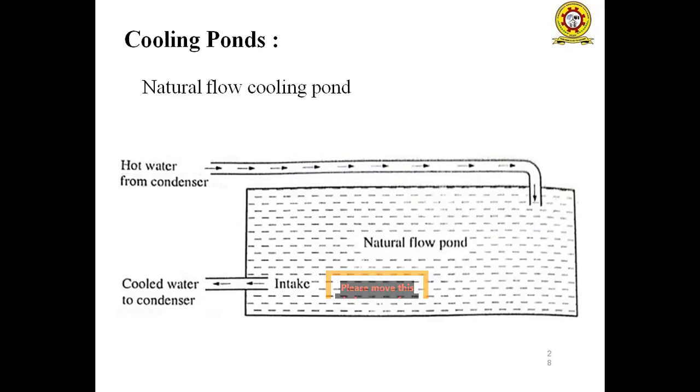For large power plants, therefore, spray ponds can be used. Here the cooling water coming from the condenser is in direct contact with the air. So there will be exchange of heat between the air and the hot water. The cold water is collected at the bottom and it is sent into the condenser for the recycling process.